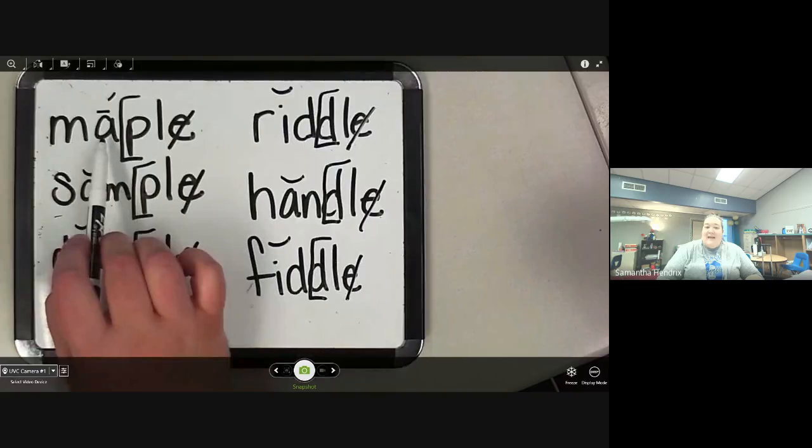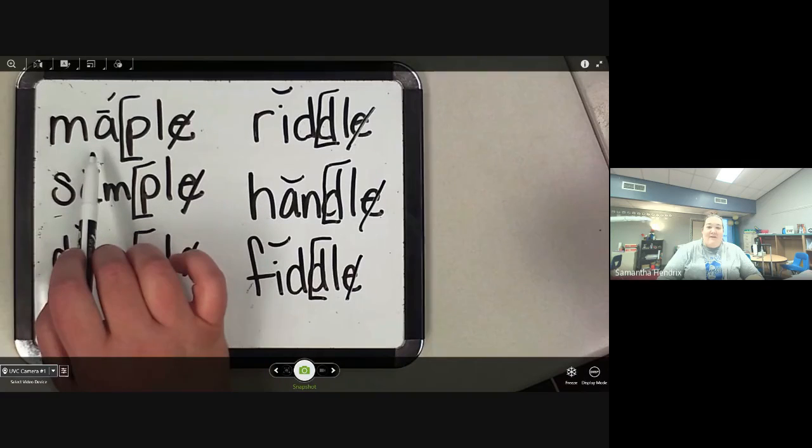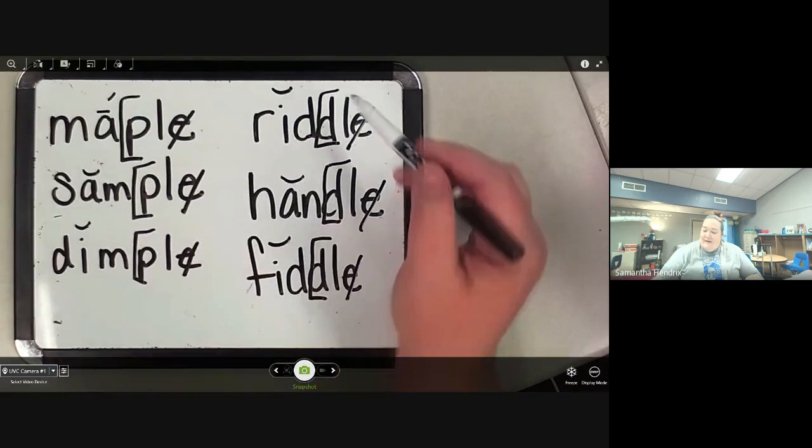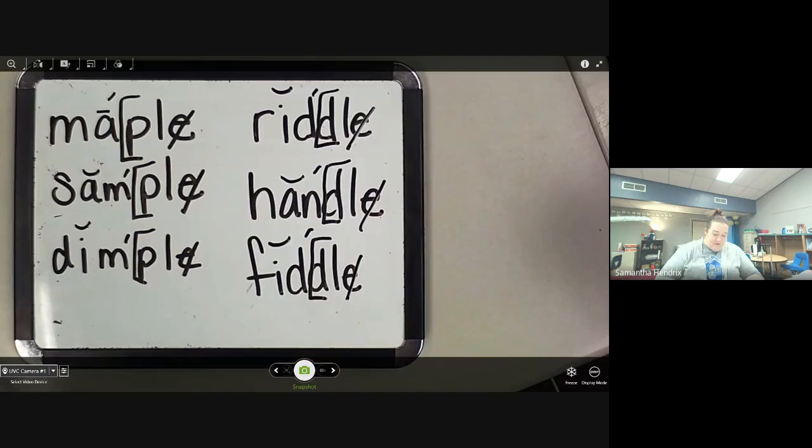This is a long A because in this syllable, there's nothing after it. So it's called an open accent, okay? And yes, these all need accent marks too. Okay? I know. But it's going to help.